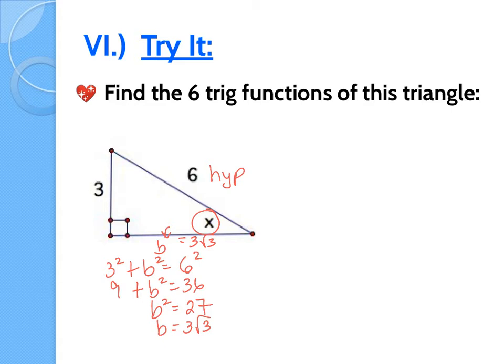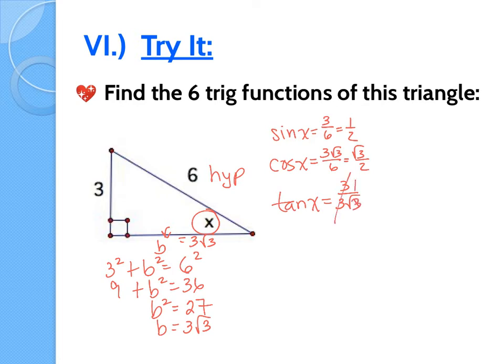Now I have all of my sides. I can come up with my ratios. So the sine of x is going to be 3 over 6, which is 1/2. The cosine of x is going to be 3 root 3 over 6, which reduces to square root of 3 over 2. And the tan of x is going to be 3 over 3 root 3. My 3's can simplify to 1, and I rationalize, so that's going to be root 3 over 3. I like to line them up, so 3 and 3, and then I match them.